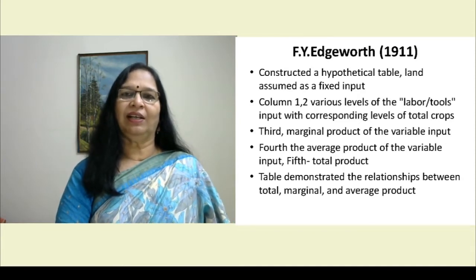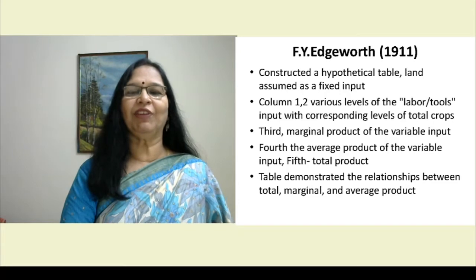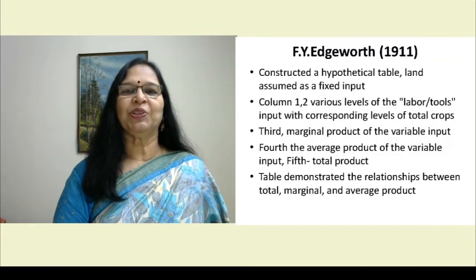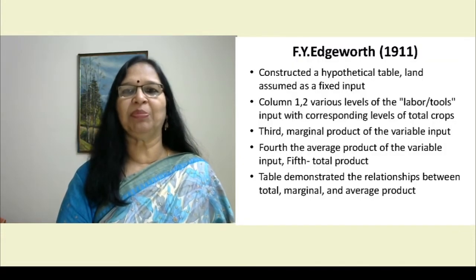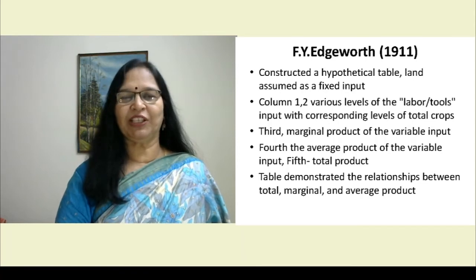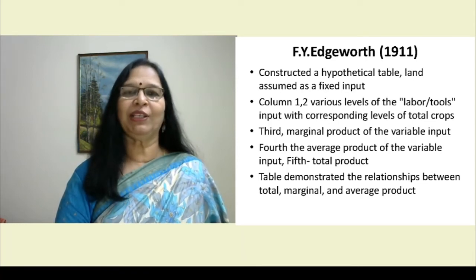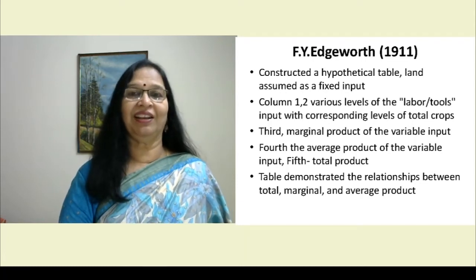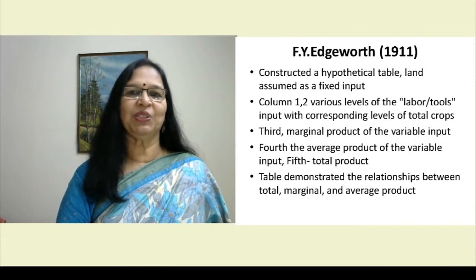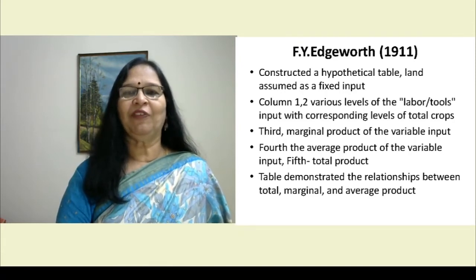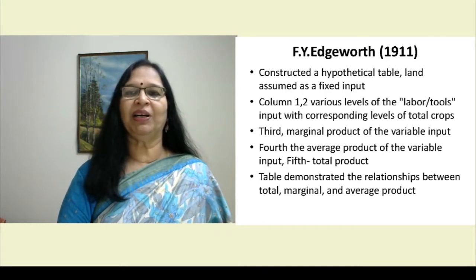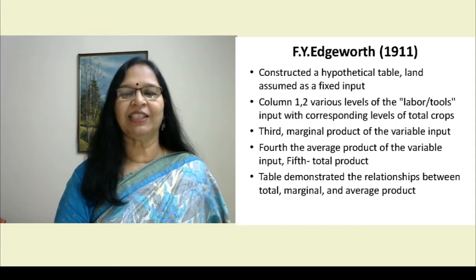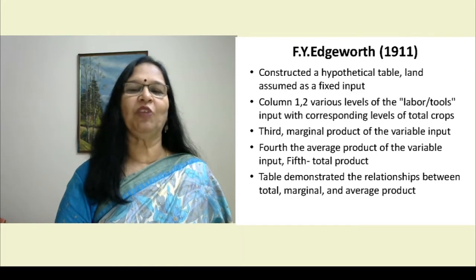We can take F. Edgeworth's idea of 1911 to know how to make a table in the production studies. So he made a hypothetical table, and land was assumed as a fixed input. Even today, when we teach the theory of production, we use the same elements that Edgeworth had used in 1911. So you can see how these old ideas still hold value. In the first column and the second column, he called it labor and the tools. Tools here could be capital or it could be the land as the input, with corresponding levels of total crops.